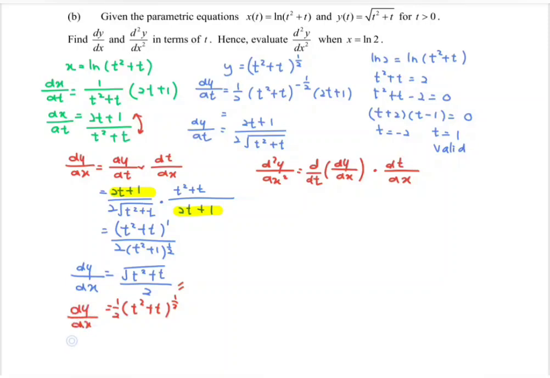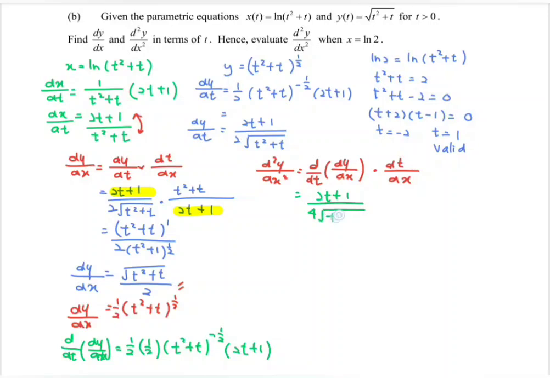So if we differentiate with respect to t, we will have 1/2 multiplied with 1/2 (t squared plus t) to the power negative 1/2, differentiate the internal function 2t plus 1. If we rewrite, we will have this part: (2t plus 1) over 4 multiplied with the square root of (t squared plus t). That is the situation for this part.